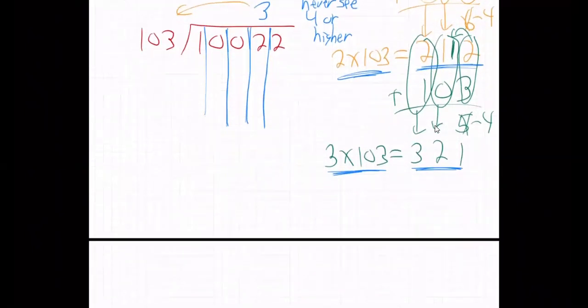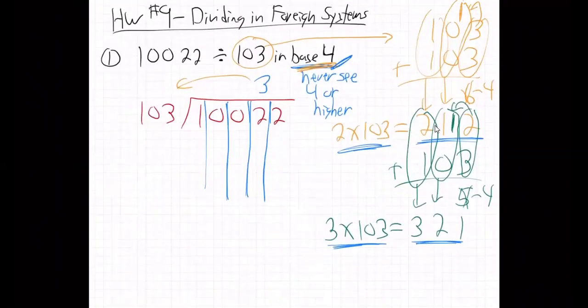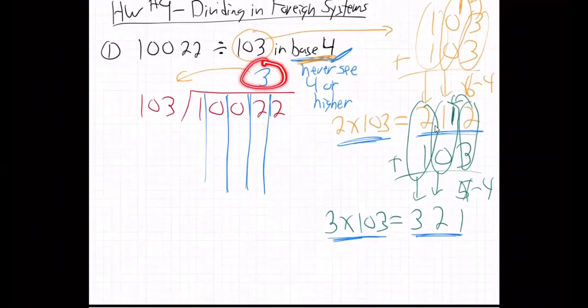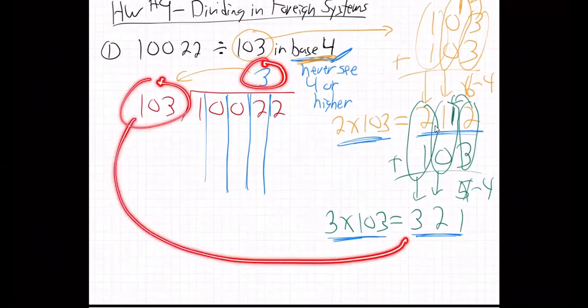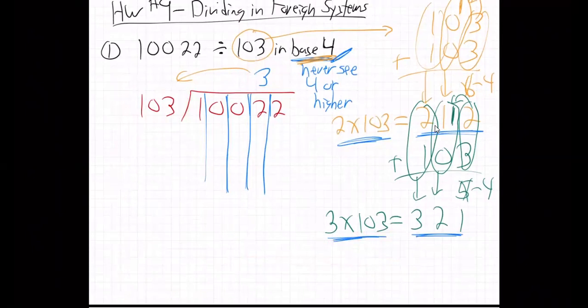Back to the question. Whoops, sorry. What is 3 times 103? Right there, huh? 3 times 103 is 321. So it's 321. Let's do it. 321. Was that correct, or did I just make a mistake in the way I wrote that?